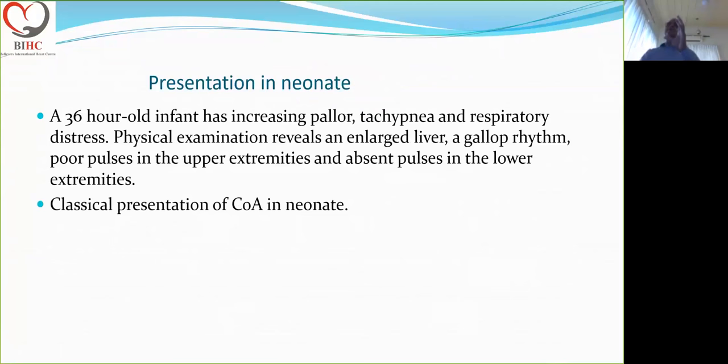Let's look at some classic presentations of coarctation in the neonate, which you are likely to see. If you see a 36-hour-old infant, which had gone from the nursery without any problem, but the baby has now got increasing pallor, tachypnea, and respiratory distress, and the pediatrician finds an enlarged liver, a gallop rhythm perhaps, but poor pulses in the upper extremities, absent pulses in the lower extremities, you have a classic presentation of coarctation. What has happened is, a baby which was normal in 36 hours has crashed, gone into shock, and the lower limb pulses are not palpable. Classic presentation of coarctation.